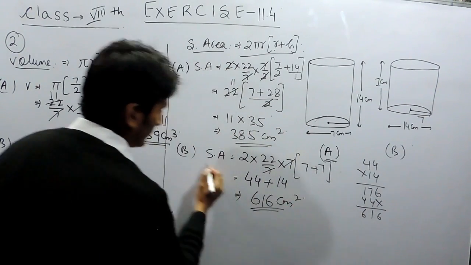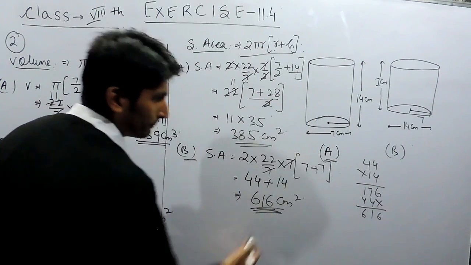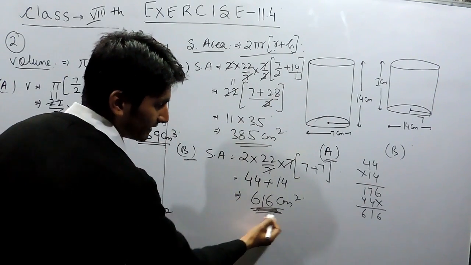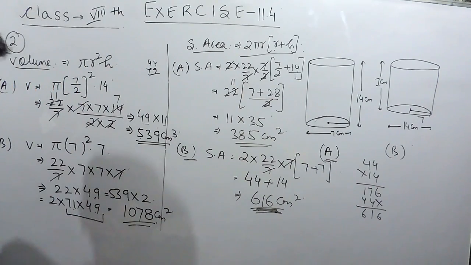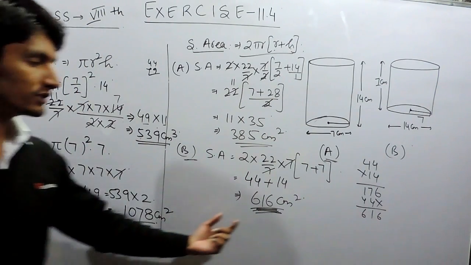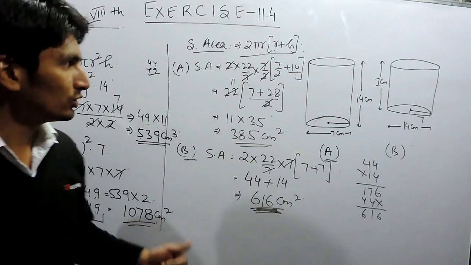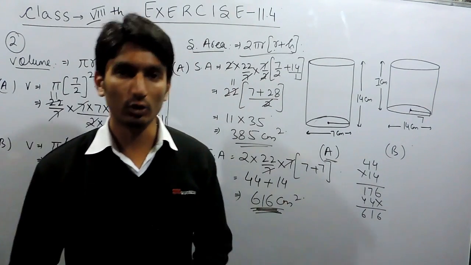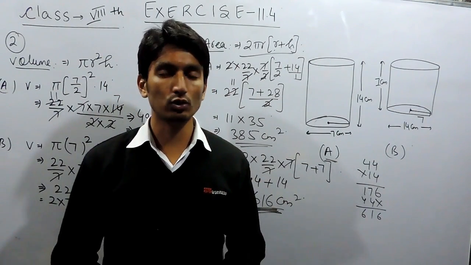So clearly the cylinder B has the more surface area. So clearly the more volume a cylinder has, the more surface area it has. So this is how you can solve this particular question. I hope you have understood how to solve this question.